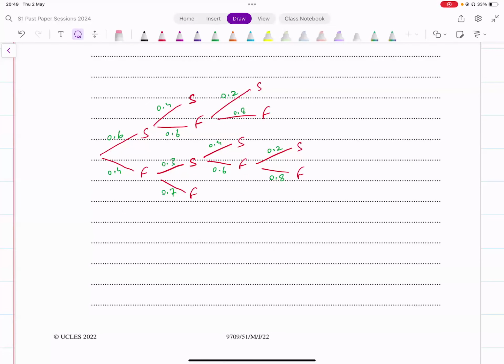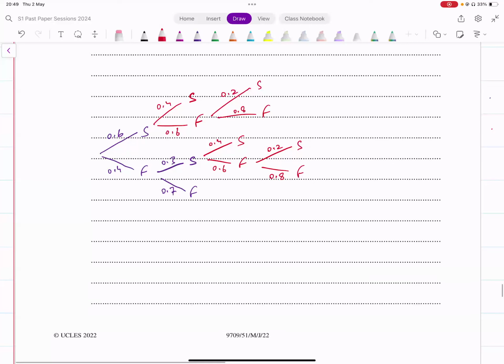Now, let me color code it a bit so you can understand what is representing what level. The blue part is level 1, and the red part is level 2. Okay, blue part is level 1 and red part is level 2.